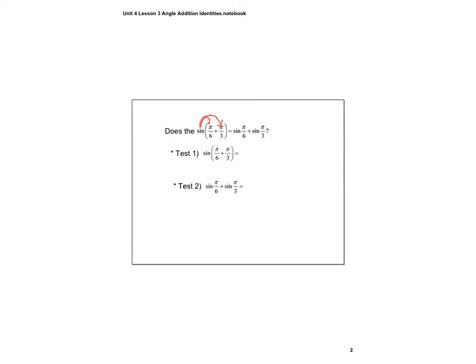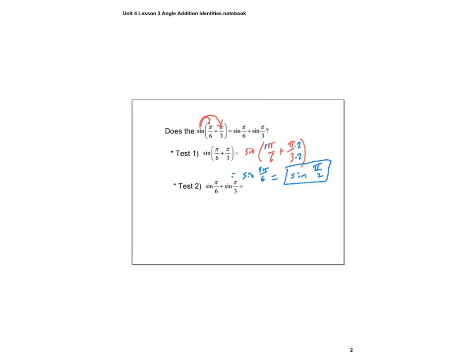Let's go ahead and find the sine of pi over 6 plus pi over 3. What we could do there is get a common denominator. So you've got pi over 6 plus pi over 3, and our common denominator is going to be 6. If I add that together, I've got 1 pi plus 2 pi, which gives me the sine of 3 pi over 6, which reduces down to the sine of pi over 2. So that's what it really equals.